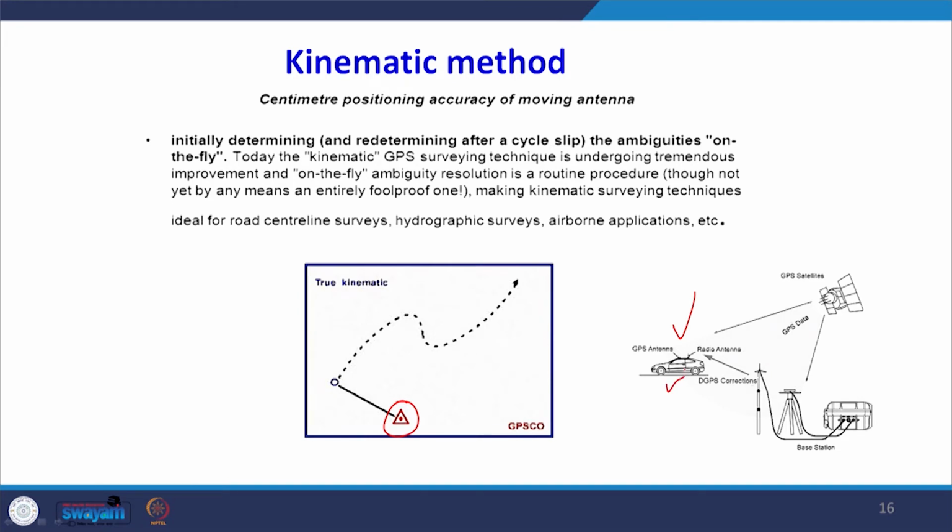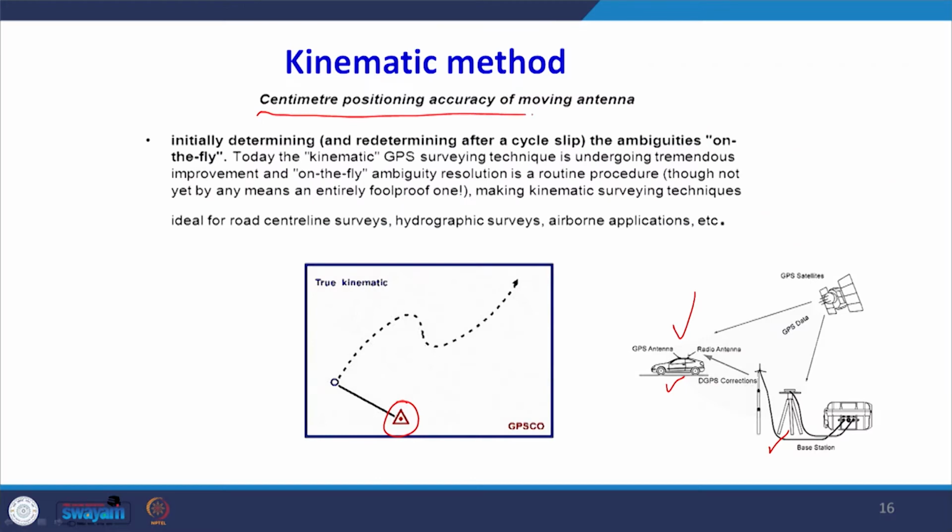is fitted here, and there is a base station, and then both the systems, rover as well as the base station, they are communicating with the satellite and they are communicating together also. So, that is the way the kinematic approach is working, and we can get very high accuracy. You can see centimeter positioning accuracy while the antenna is continuously on the move.